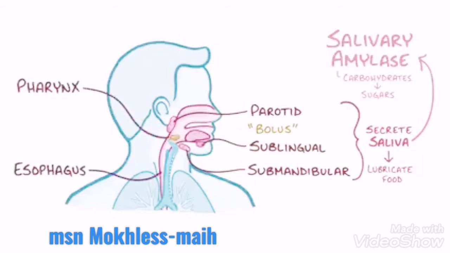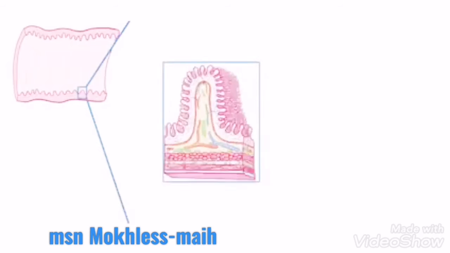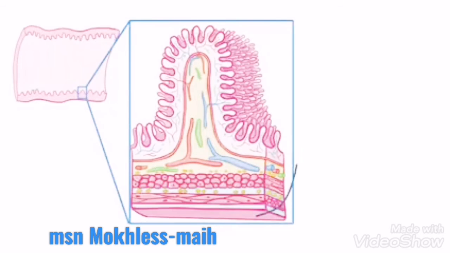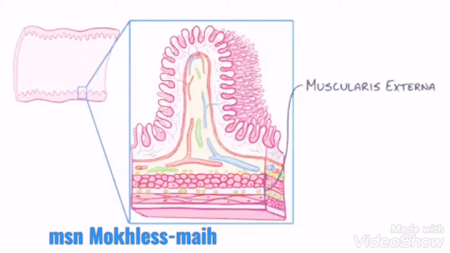Another part is the pharynx and esophagus. The cardiac sphincter is between the esophagus and the stomach to prevent the food from crossing back from the stomach.